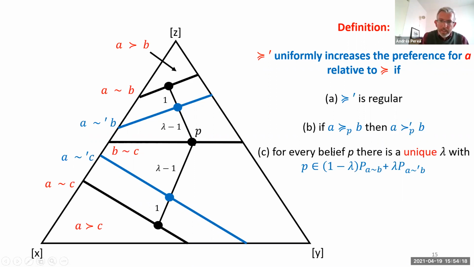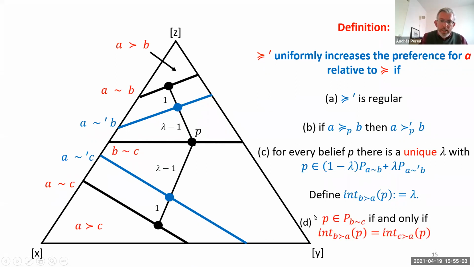Now, this condition here says that for every belief P in a belief simplex, there should be a unique number lambda such that P can be written as 1 minus lambda times the belief on the black line plus lambda times the belief on the blue line. So this condition is the guarantee that for every belief P, we can uniquely derive the intensity by which you prefer B to A at belief P. Because this number lambda, we will just call it the intensity by which you prefer B to A at P. That's also what we did on the previous slide. We saw that if the picture is like this, then the intensity by which you prefer B to A at belief P is exactly lambda.